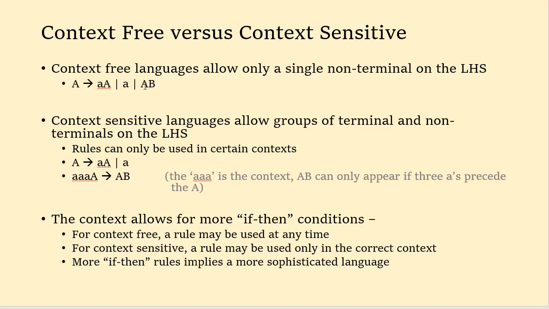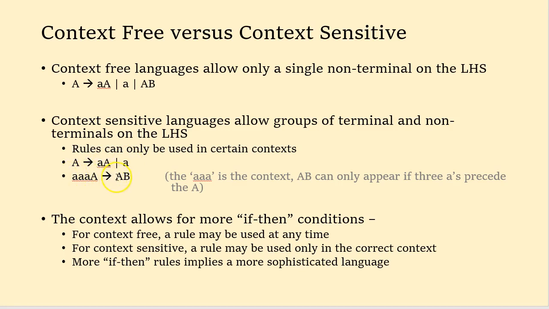But in the context-sensitive languages, you can only use the rule in a certain context, meaning I can't always convert a capital A to one of these necessarily. So again, I'm making up these grammars. But here I say non-terminal A goes to terminal A, non-terminal A, or just terminal A, just like before.